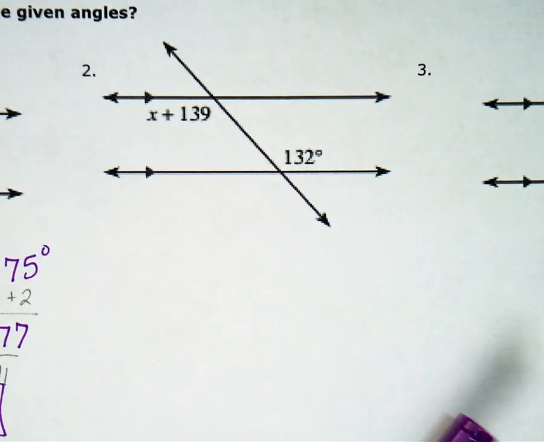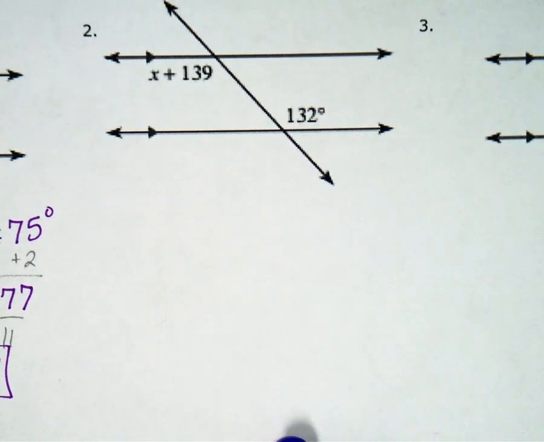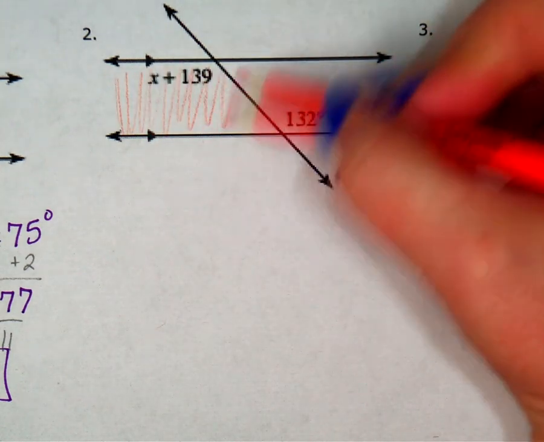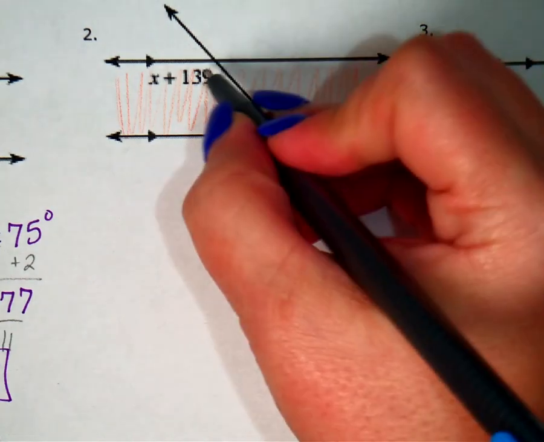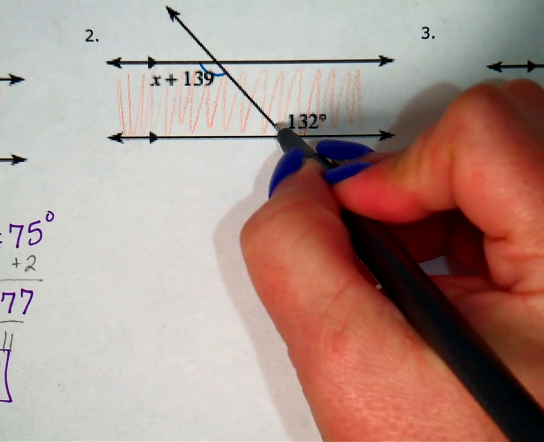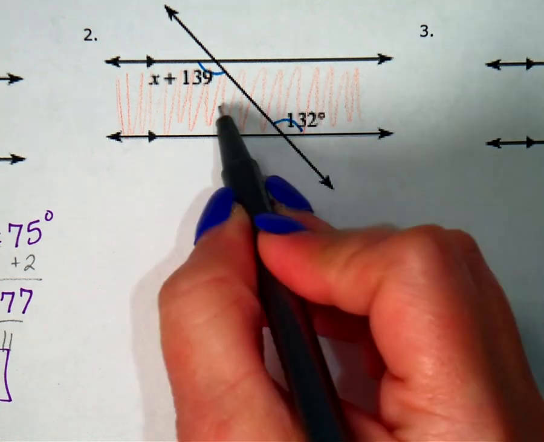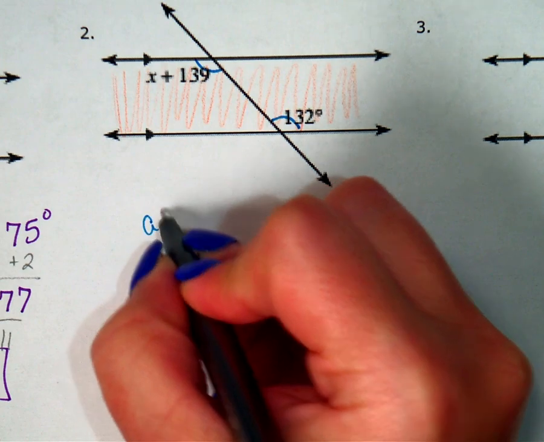Let's look at this one. If you'd like, you can pause the video, try the problem, and then see how you do. Okay? These two angles are both in the interior. One is to the left of the transversal and one is to the right of the transversal. So they are on alternate sides of the transversal. They're both inside the two parallel lines.